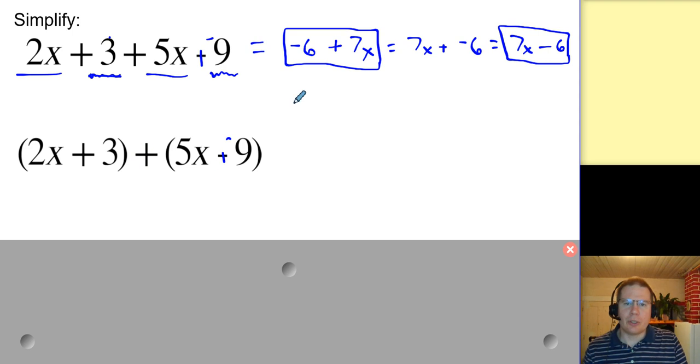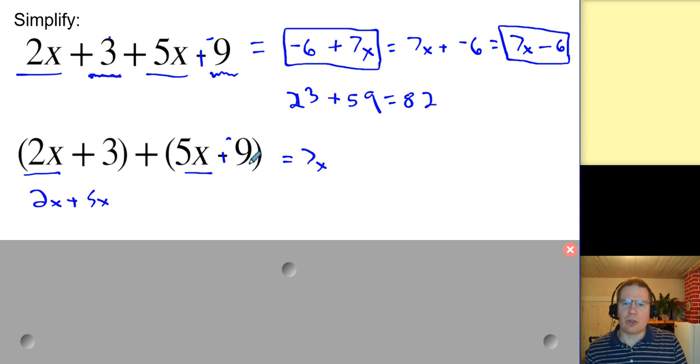Right? That's how we can deal with 23 plus 59. I don't have to associate the 20 with the 3. I can associate the 20 with the 50 to get 70. And then do 79, and 79 plus 3, 80, 81, 82. I don't have to associate these two together. I can associate these two, even though that's not how it's written. Same thing here. 2x can be associated with the 5x. I can write it that way if I want. 2x plus 5x, there's my 7x. And then the 3 and the negative 9.